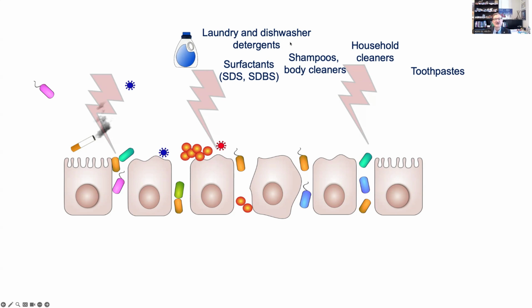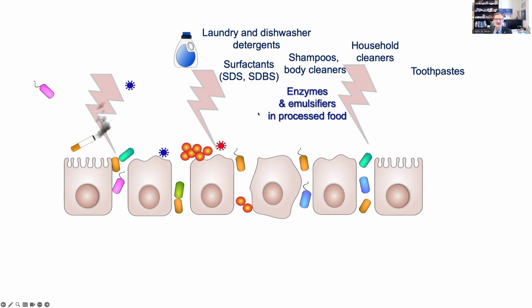There are laundry and dishwasher detergents with surfactants, sodium dodecyl sulfate or sodium lauryl sulfate, which is the same substance, sodium dodecyl benzene sulfonate, shampoos and body cleaners that have mainly sodium dodecyl sulfate, household cleaners, and unfortunately, toothpastes containing sodium dodecyl sulfate, sodium lauryl sulfate, since around the year 2000, which is nowadays linked to development of eosinophilic esophagitis by the Mayo Clinic group.